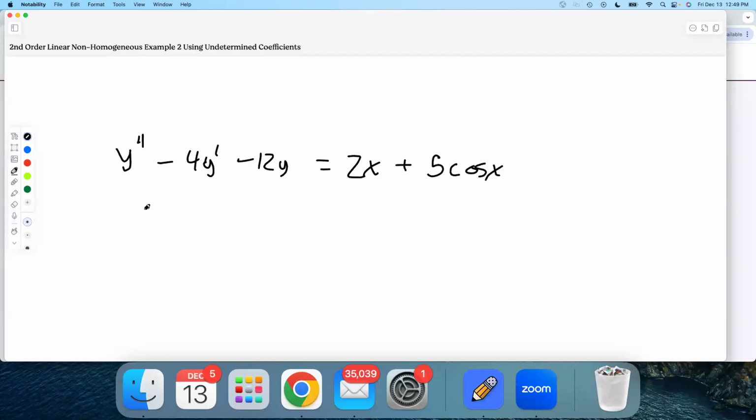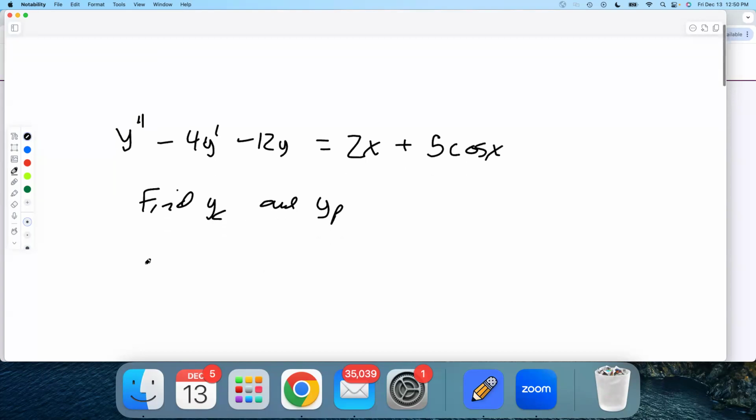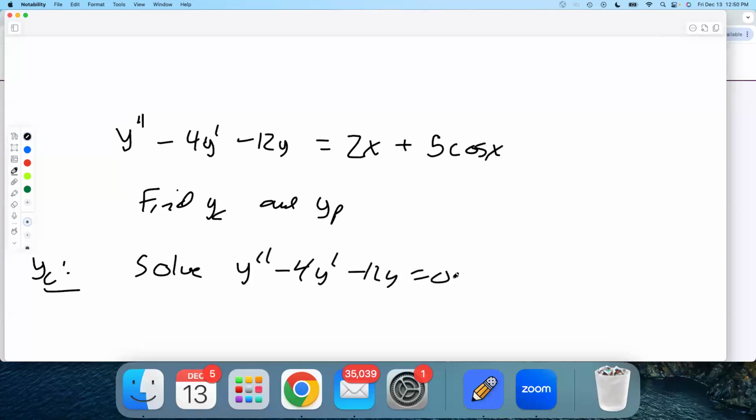Okay, so we're going to do this in two parts. We find our yc, our complementary function, and our particular solution. In fact, we're going to find two linearly independent particular solutions and then add them together. We can do this one piece at a time. How do we find yc? We solve the homogeneous version: y double prime minus 4y prime minus 12y equals 0.